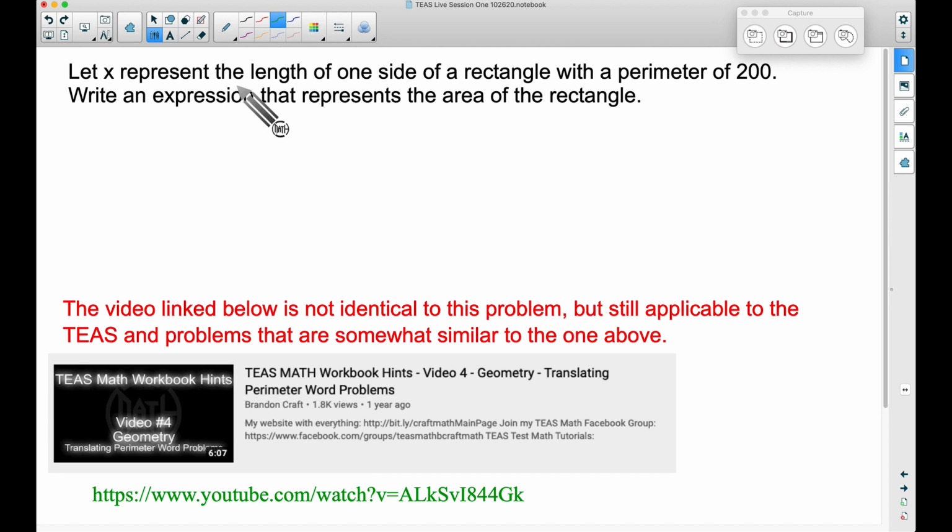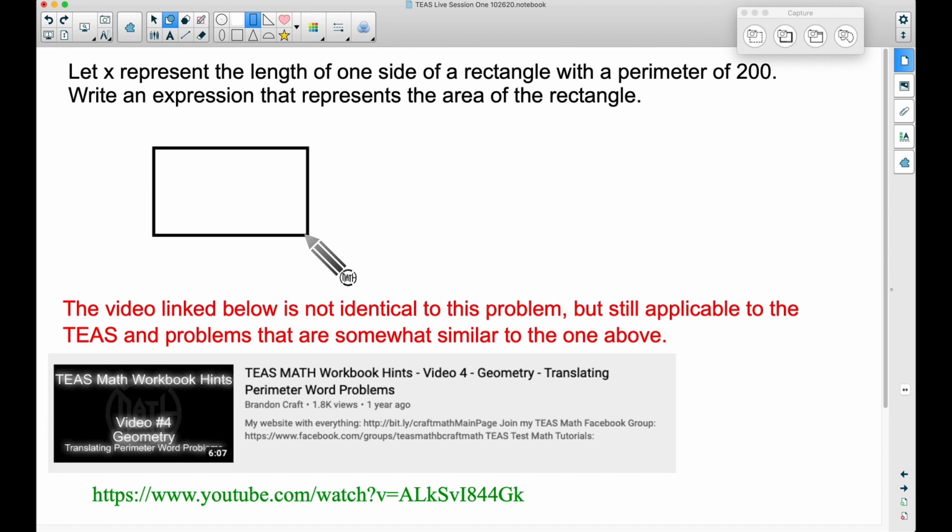Perimeter in this example, here's how I want to motivate y'all to think about this. It says let x represent the length of one side of a rectangle with a perimeter of 200. Write an expression that represents the area of the rectangle. So before we jump into this x junk, let's just think about this for a second. I'm going to make up some random number. Let's suppose that this right here is 40 units long, this length of this rectangle.